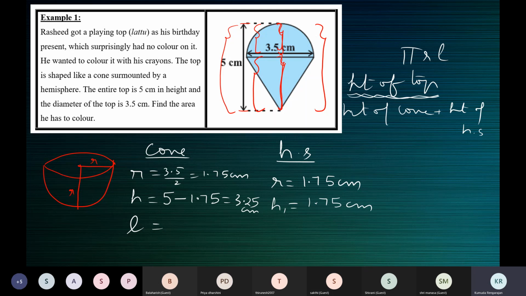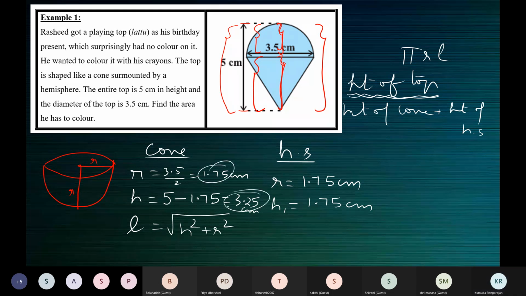So we need to be very careful. The entire top is 5 centimeters high. It's not the height of the conical portion. It's the height of the top. Now using the values of R and H, we should find slant height, because slant height is what we need to find area. Area is pi r L. We need the value of L. So L is equal to root of H square plus R square. You should work this, and you know the value of R and H. You should fill that and get the value of L.